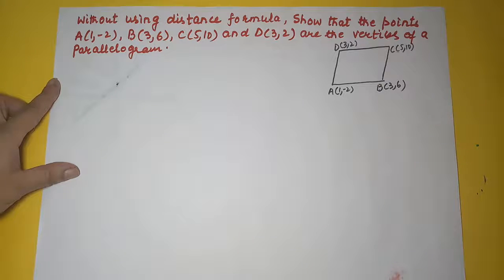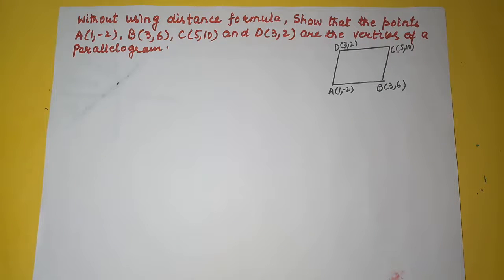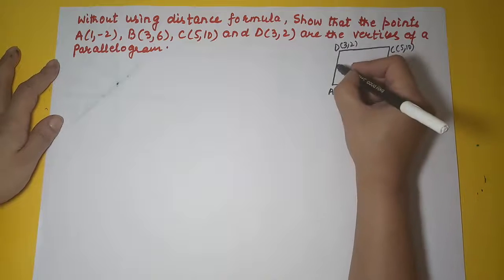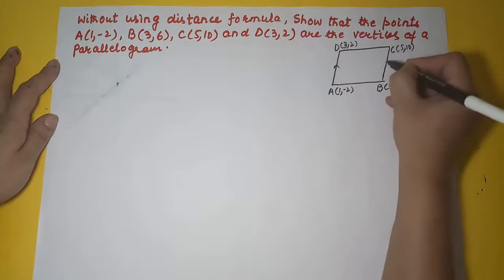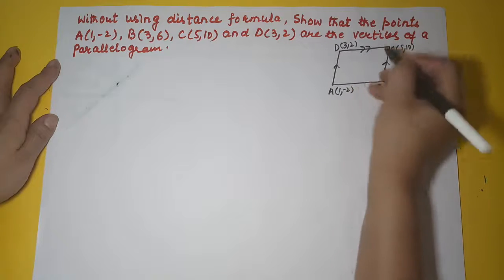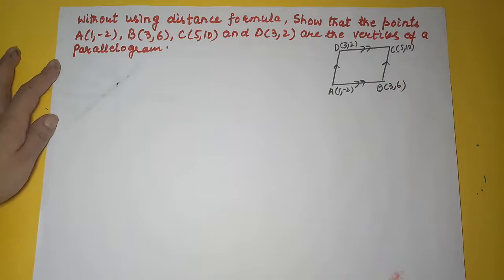But I'm not supposed to use the distance formula. I'm supposed to prove it without the distance formula. So how will I do that? See, another property of a parallelogram is that if you are able to prove that opposite sides are parallel, both the pairs you have to prove are parallel, then the figure is a parallelogram. This is the property of a parallelogram.